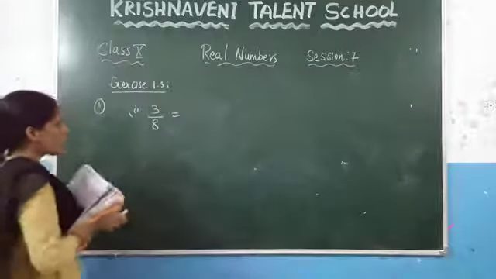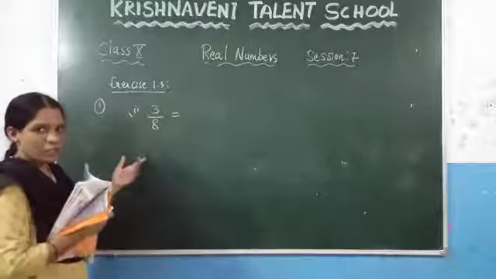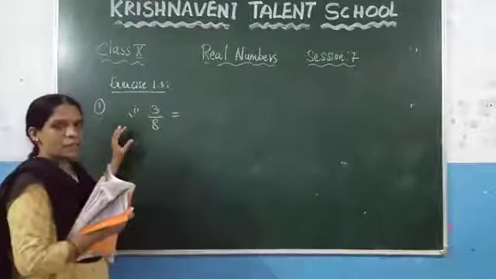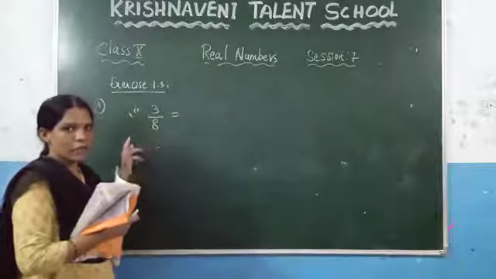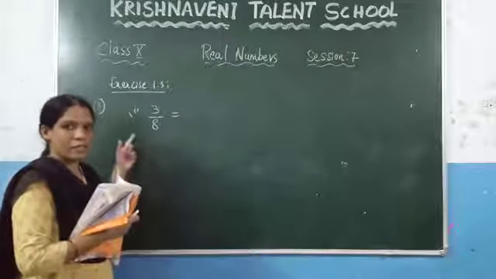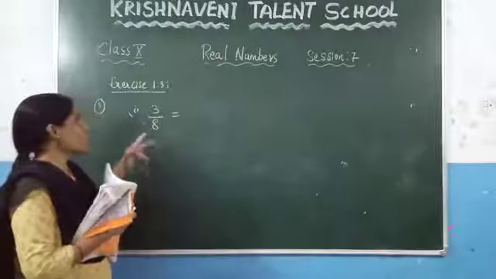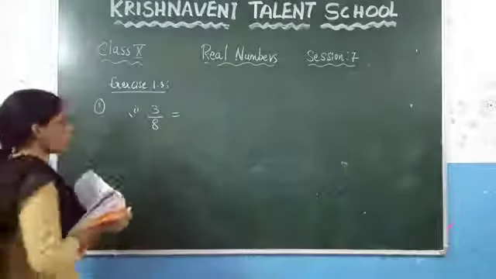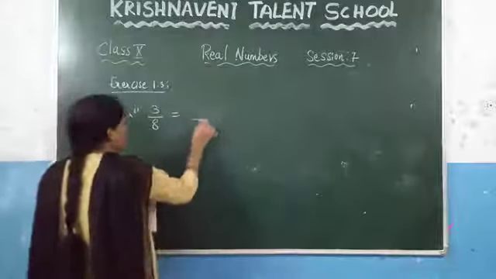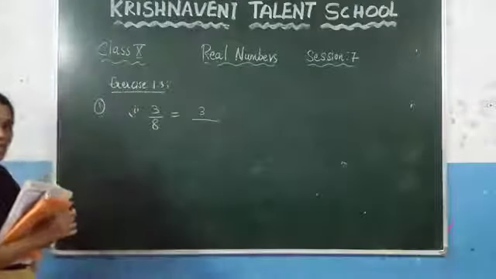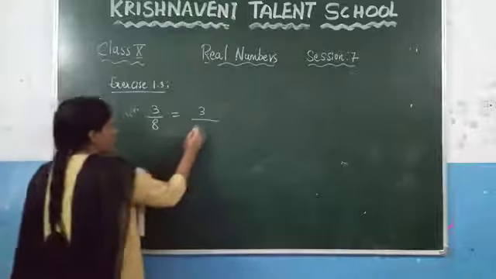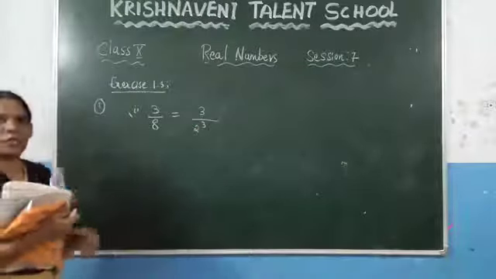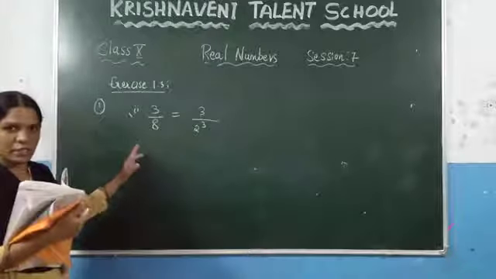To solve that, we already stated the theorem before. It states that if the denominator is in the form of 2 power n and 5 power n, then we can say that it is a terminating decimal. Let us see whether we can express this in the form of 2 power n or 5 power n. For that, we need to find the factors of 8. What are the factors of 8? We can write 8 as 2 cube, that is 2 into 2 into 2, which is nothing but 8.